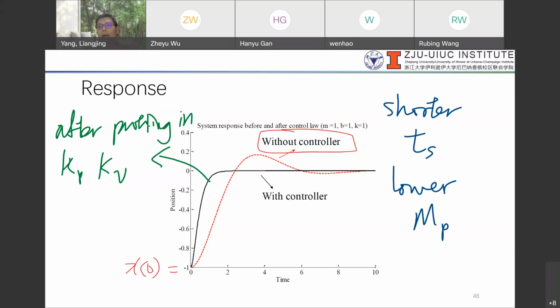So you will actually use your KP and KV to improve your system response performance. You lower the overshoot and you shorten the settling time.